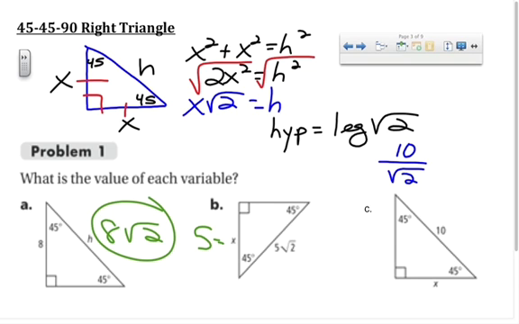Uh-oh. Why did someone say uh-oh? Because math just makes you go uh-oh. What I would hope you're uh-ohing about is that you're not allowed to have a radical in the denominator. That's one of those rules of radicals. So the way that you get it out of the denominator is to multiply top and bottom by that radical 2.